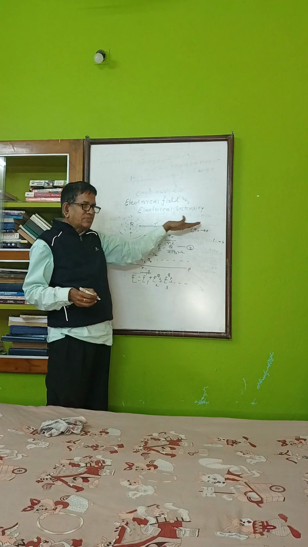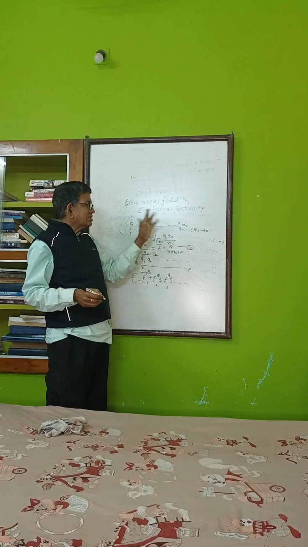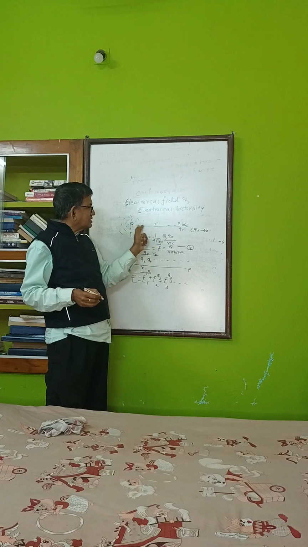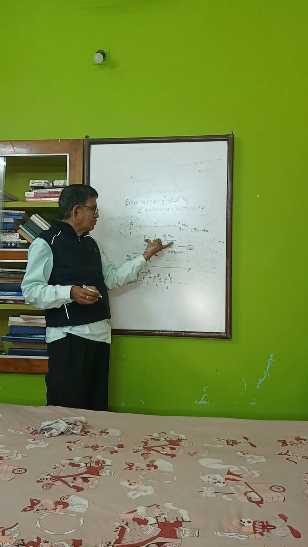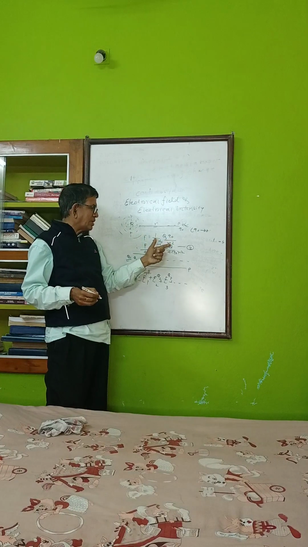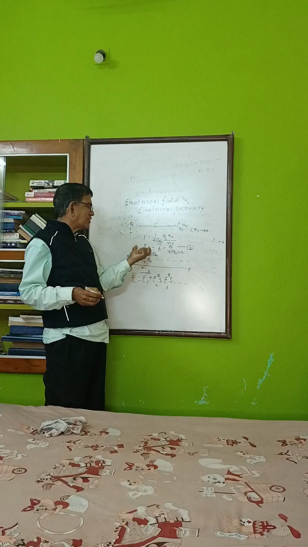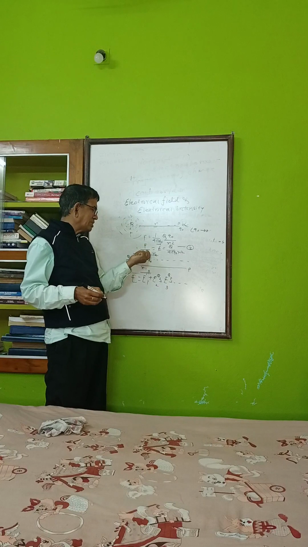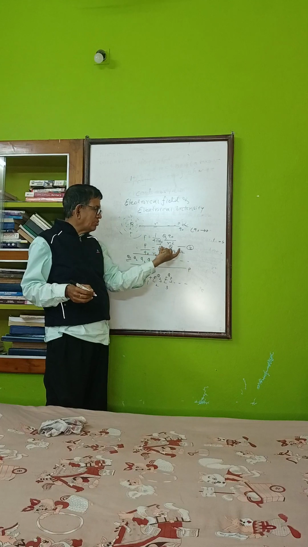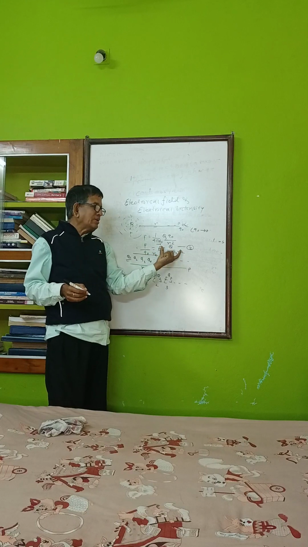This field is extended up to infinity. Let us consider a point of interest, that is P, which is at a distance R. Then Coulomb force is F equal to 1 by 4 pi epsilon Q Q naught by R square. Then electric intensity is defined as the force per unit source test charge, that is E equal to Q by 4 pi epsilon R square. This is a vector.